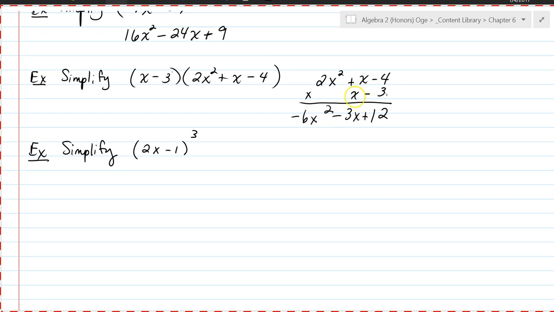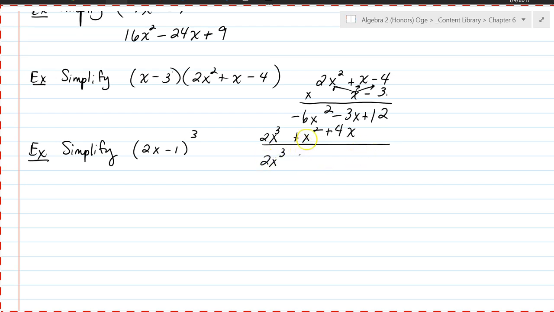Okay? And then I'm going to go back and multiply the x times all three terms in the trinomial. So I'm going to say x times 4 is positive 4x. x times x is positive x squared. And x times 2x squared is 2x cubed. So if I set it up like this, then I see that all my like terms are already on top of each other. They're lined up, ready for me to add together.